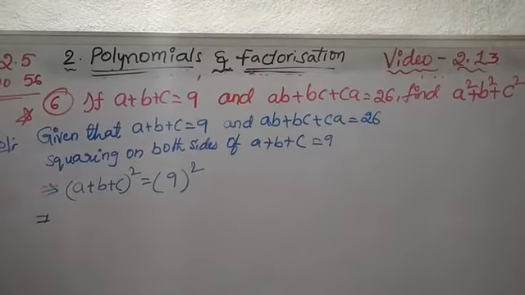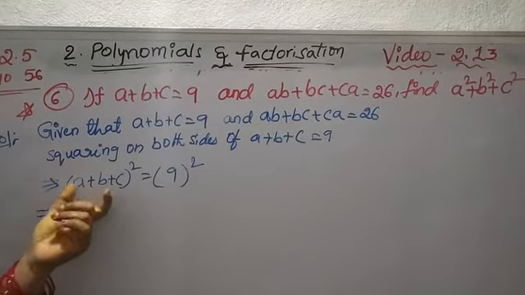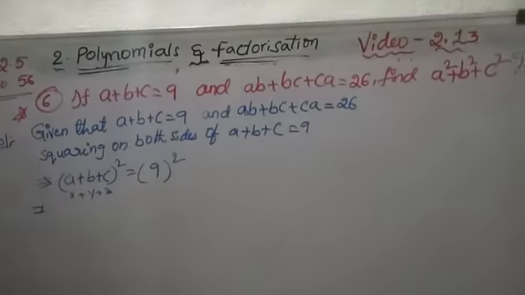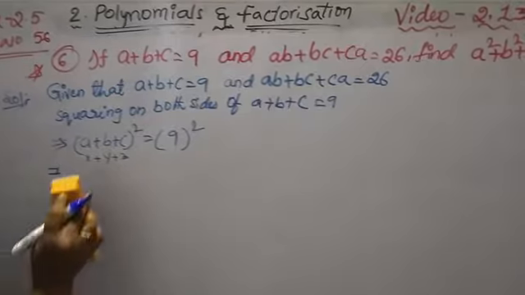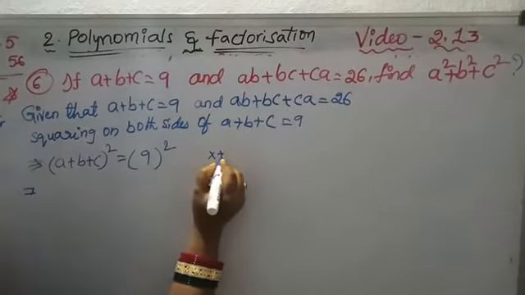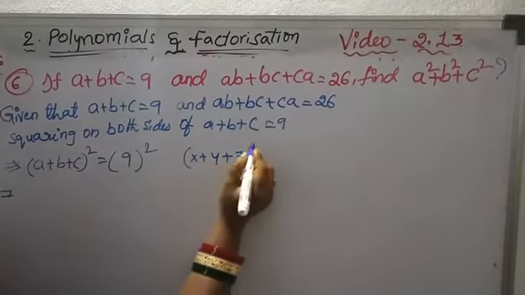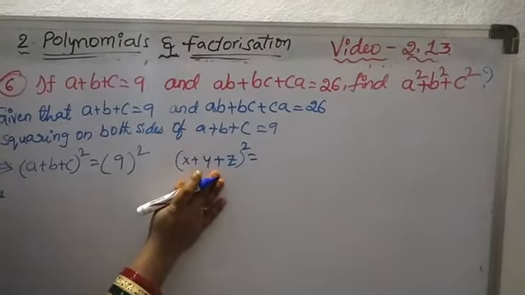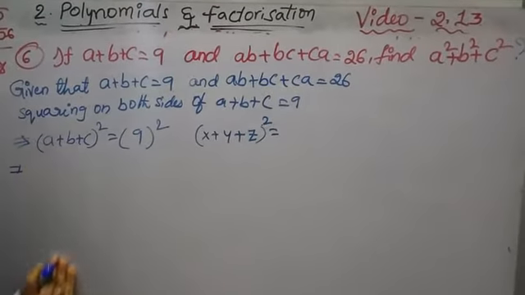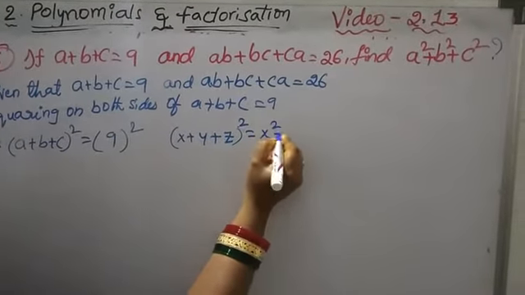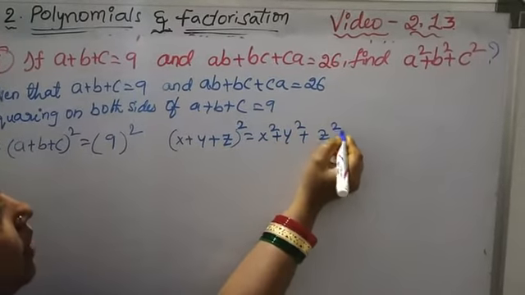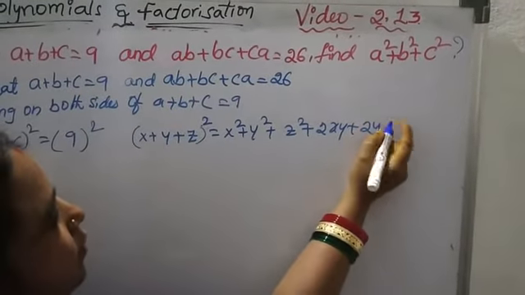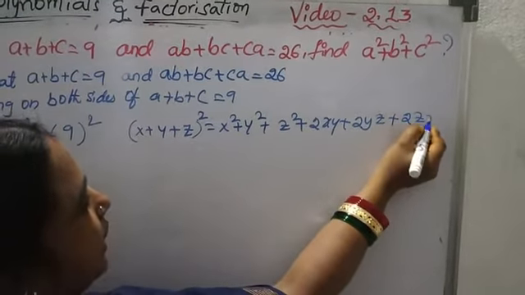Now observe here, a plus b plus c whole square. In the place of a, b, c, just imagine x, y, z. That means x plus y plus z whole square. We know the formula, that is x plus y plus z. Three terms are there in this formula, and it has a square also. So by using this algebraic identity, we have to express this total LHS value. x square plus y square plus z square plus 2xy plus 2yz plus 2zx.